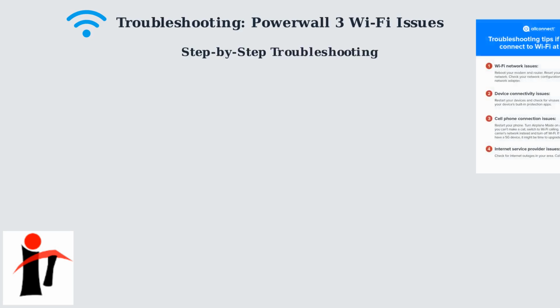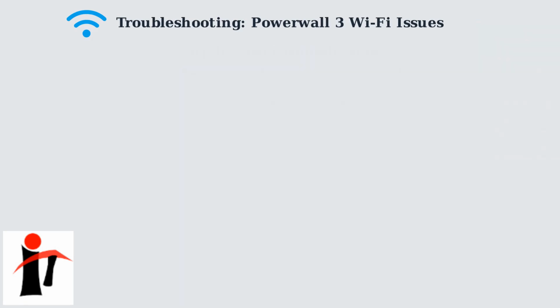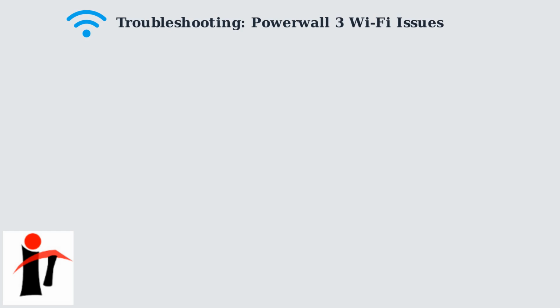Follow these steps. First, reset the Powerwall by holding the reset button for 10 seconds. Second, verify your router settings by disabling MAC filtering and ensuring no VPN interference. Third, check and re-enter your Wi-Fi password in the Tesla app. Fourth, update to the latest firmware version. Remember, the Powerwall must connect to the same network as your energy gateway for proper communication and remote monitoring.